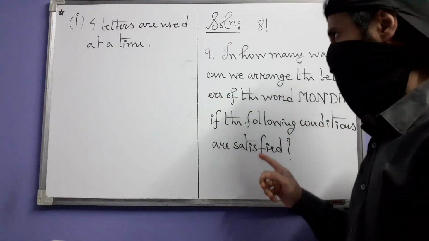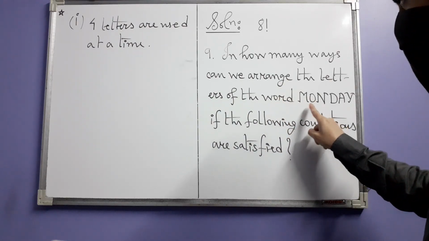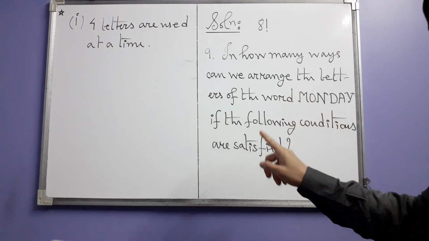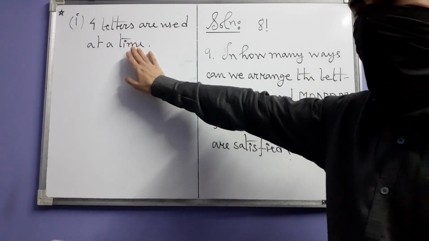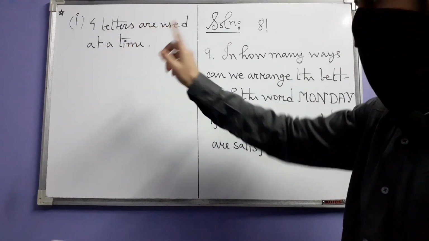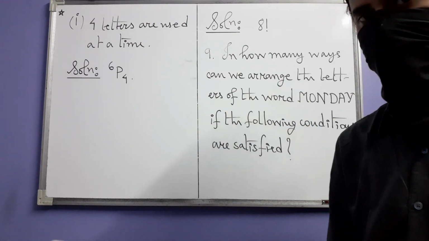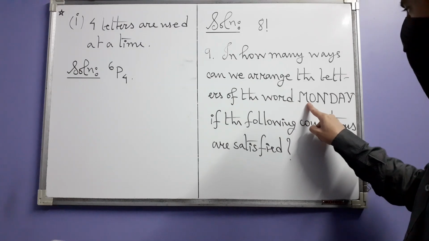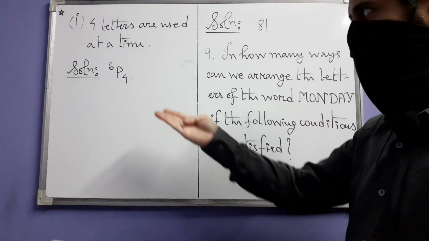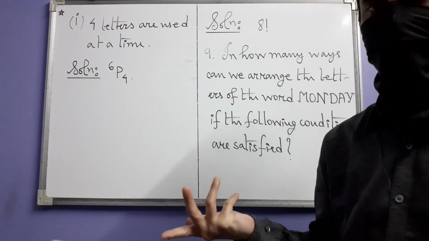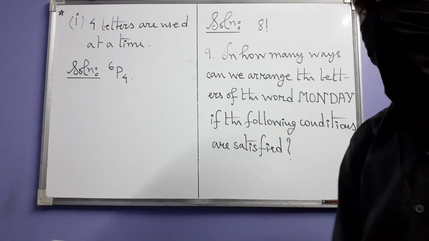Number 9. In how many ways can we arrange the letters of the word Monday if the following conditions are satisfied? There are 3 parts. Let's see part 1 first, where only 4 letters are used at a time. There are 6 letters in the word Monday, 1, 2, 3, 4, 5, 6, and all of them are distinct. So the answer should be 6p4. And here also you calculate the value and you write other things.